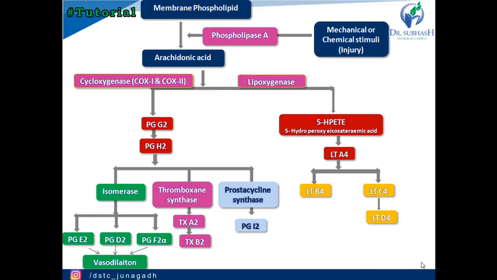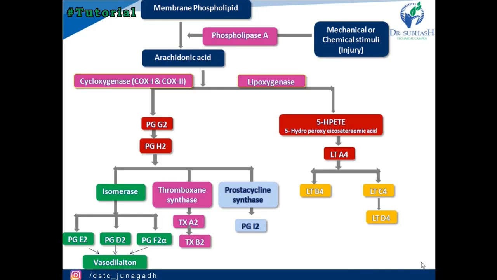Prostaglandin isomerase acts on prostaglandin H2 and produces prostaglandin E2, D2 and F2 alpha. Thromboxane synthase produces thromboxane A2 and B2, and prostacyclin synthase produces prostaglandin I2 from prostaglandin H2. And these 3 prostaglandins, E2, D2 and F2, majorly cause vasodilation, which is responsible for the inflammation.